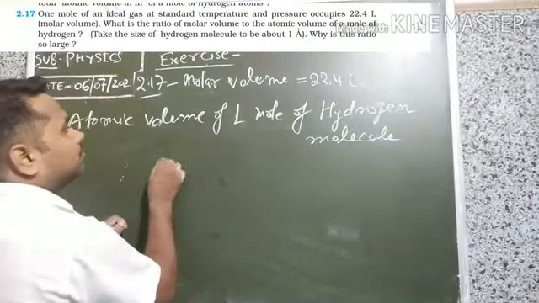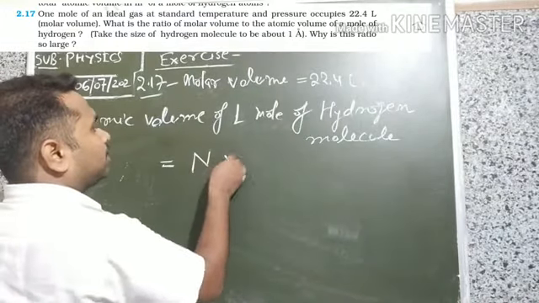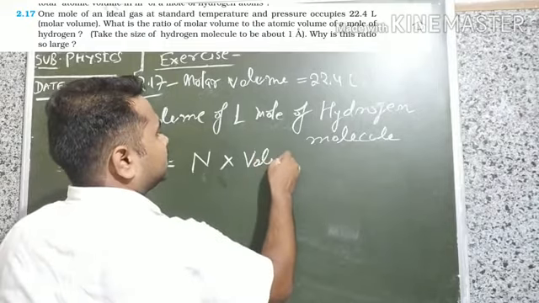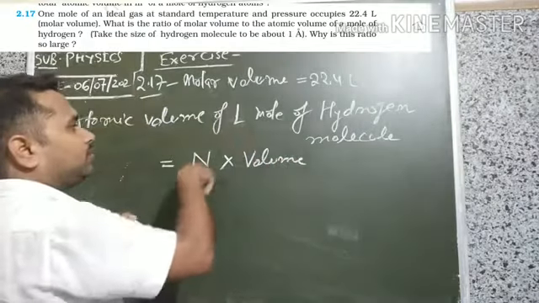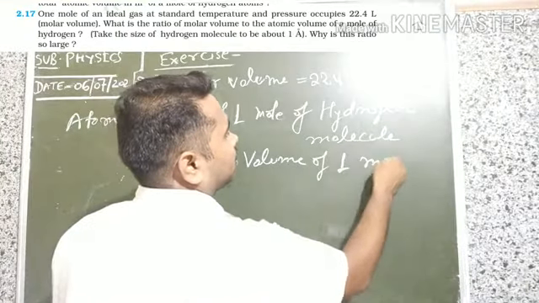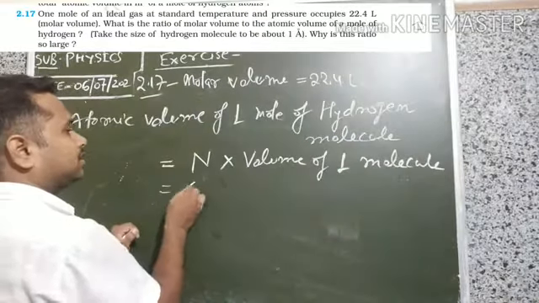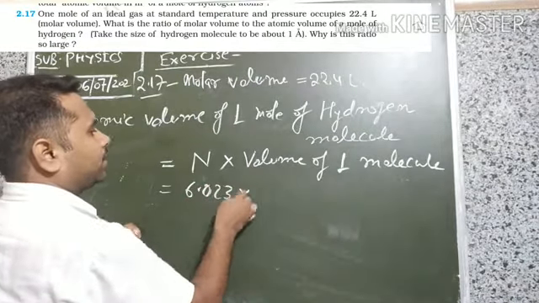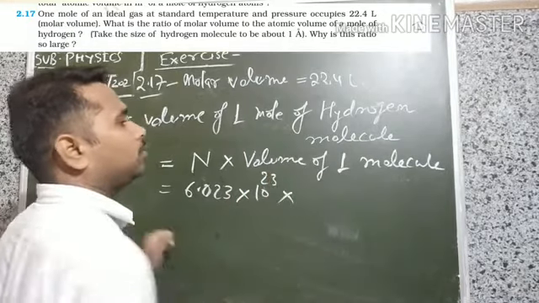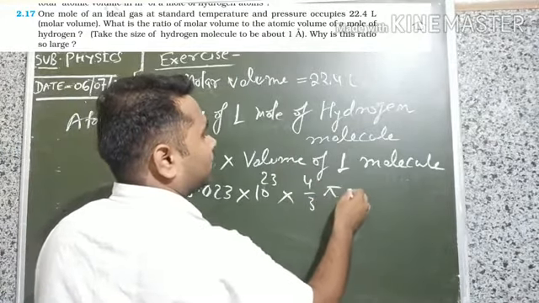So it equals again the Avogadro number multiplied by the volume of, as we did in the last question, this portion is exactly the same: N equals the volume of 1 molecule. So N is 6.023 into 10 power 23 multiplied by the volume of 1 molecule. It is 4 by 3 pi r cube.